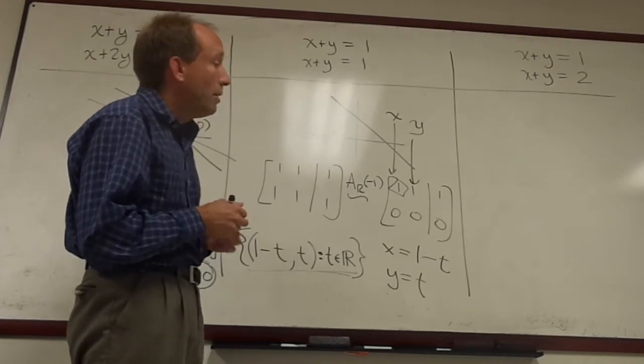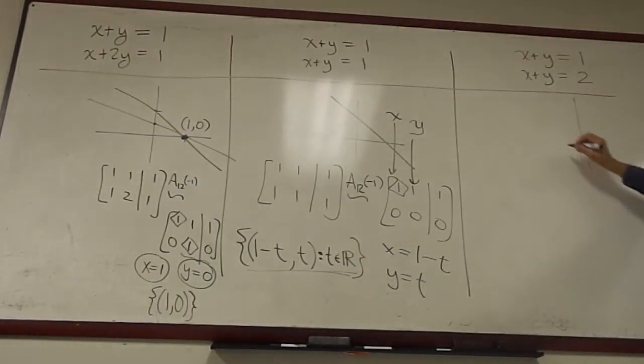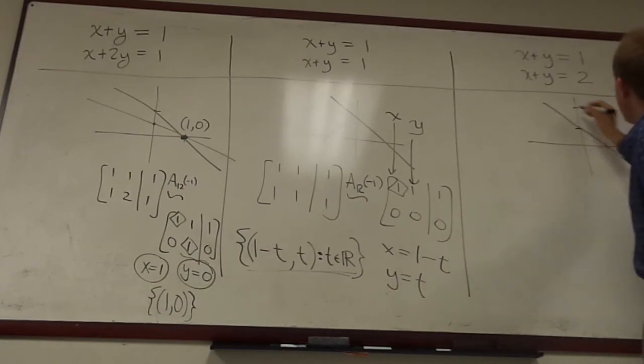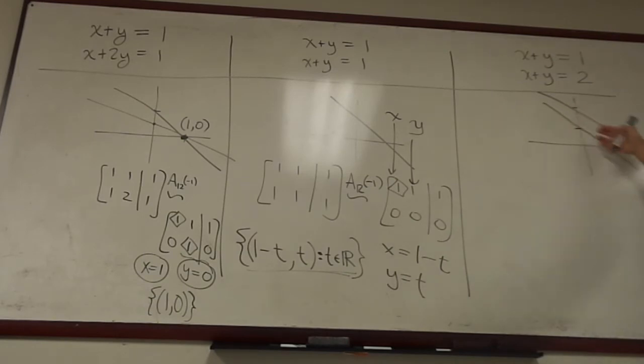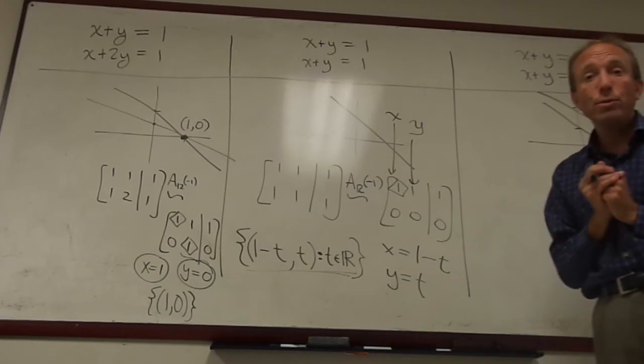Okay? Finally, here's one more example. x plus y equals 1 and x plus y equals 2. So if you think about that, we still have the same line, x plus y equals 1, and the line x plus y equals 2 is parallel to it. And you can see right away that these lines never cross. That should mean that there are no solutions here.